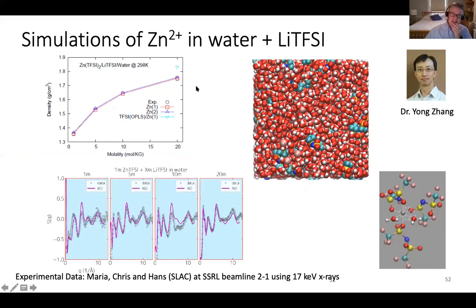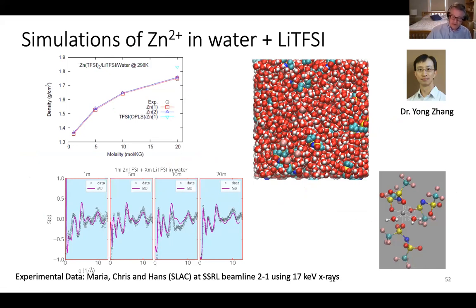Finally, we can add multivalent ions, for example zinc, into the system. Here is an example of X-ray scattering done at the Stanford Linear Accelerator. The MD simulations are the purple lines, and the experiments are these points. We're matching the structure pretty well as a function of composition. This is very recent work, and we're just getting some of these papers published now, but I'm really excited.